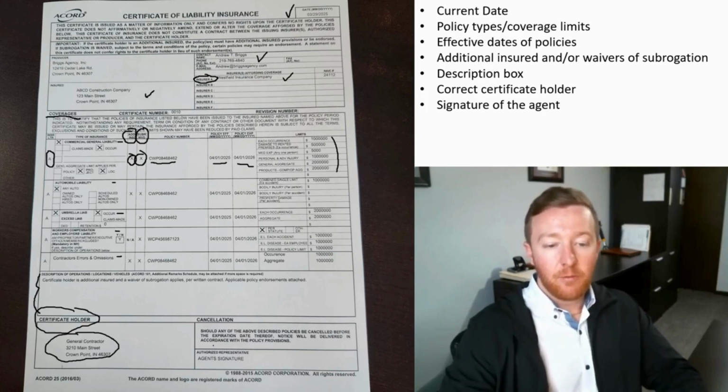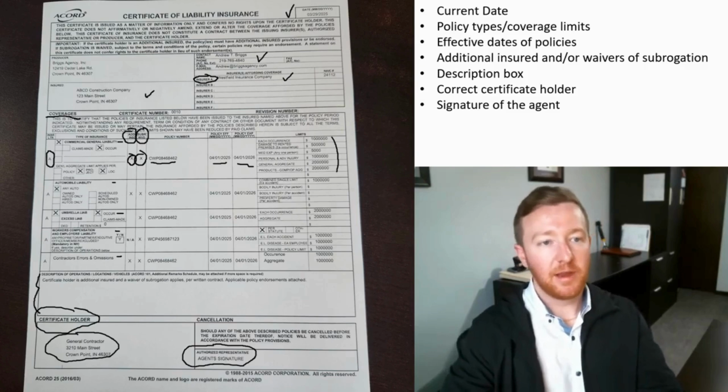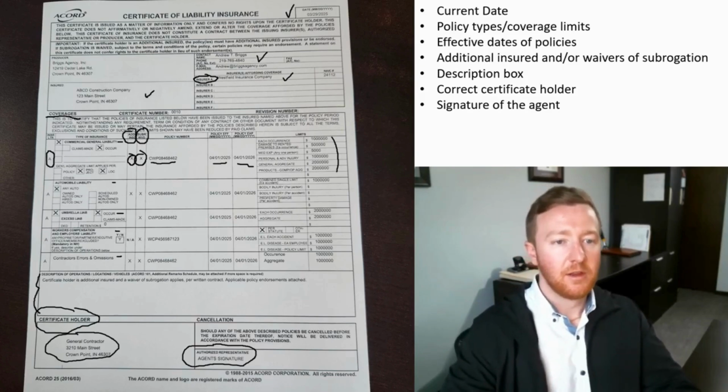And then on the bottom right-hand corner, this is where the certificate should be signed by the subcontractor's agent. If the certificate doesn't have a signature on it, then it is not valid. And that's kind of the basics of what a certificate looks like.